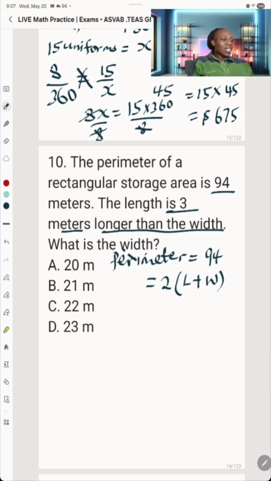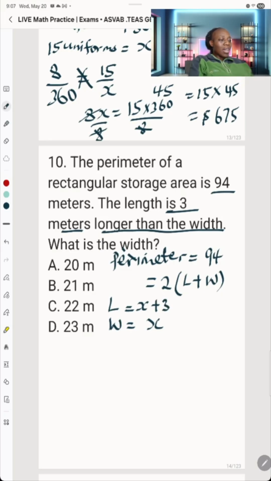That means if you are writing the length, putting the width, I will put the width as width. Or if you want to use X, maybe we should use X. I love using X. If width is X, then what will be the length? 3 meters longer than the width. That means X plus 3. So longer than means you add 3 meters to it.